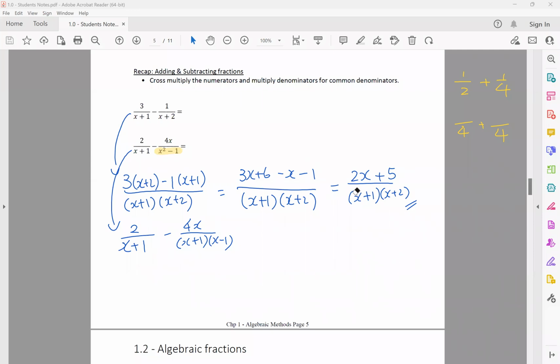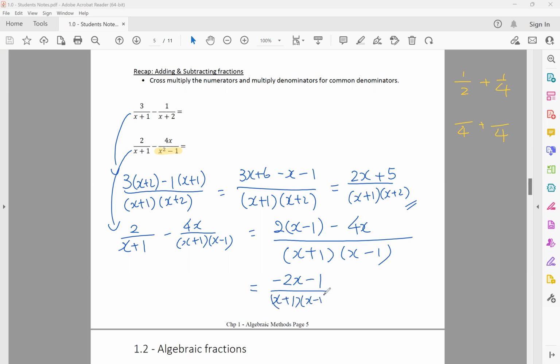So in other words, we're going to make a big fraction out of x plus 1, x minus 1. Now compare fraction to fraction. In the first fraction, comparing denominators, I need an extra x minus 1. So I'm going to multiply the numerator by x minus 1. For the second fraction, you can see the denominators already match up, so I do not have to multiply anything to the numerator. So keep it as 4x. So expand the bracket: 2x minus 2 minus 4x, which is minus 2x minus 1 over x plus 1, x minus 1.